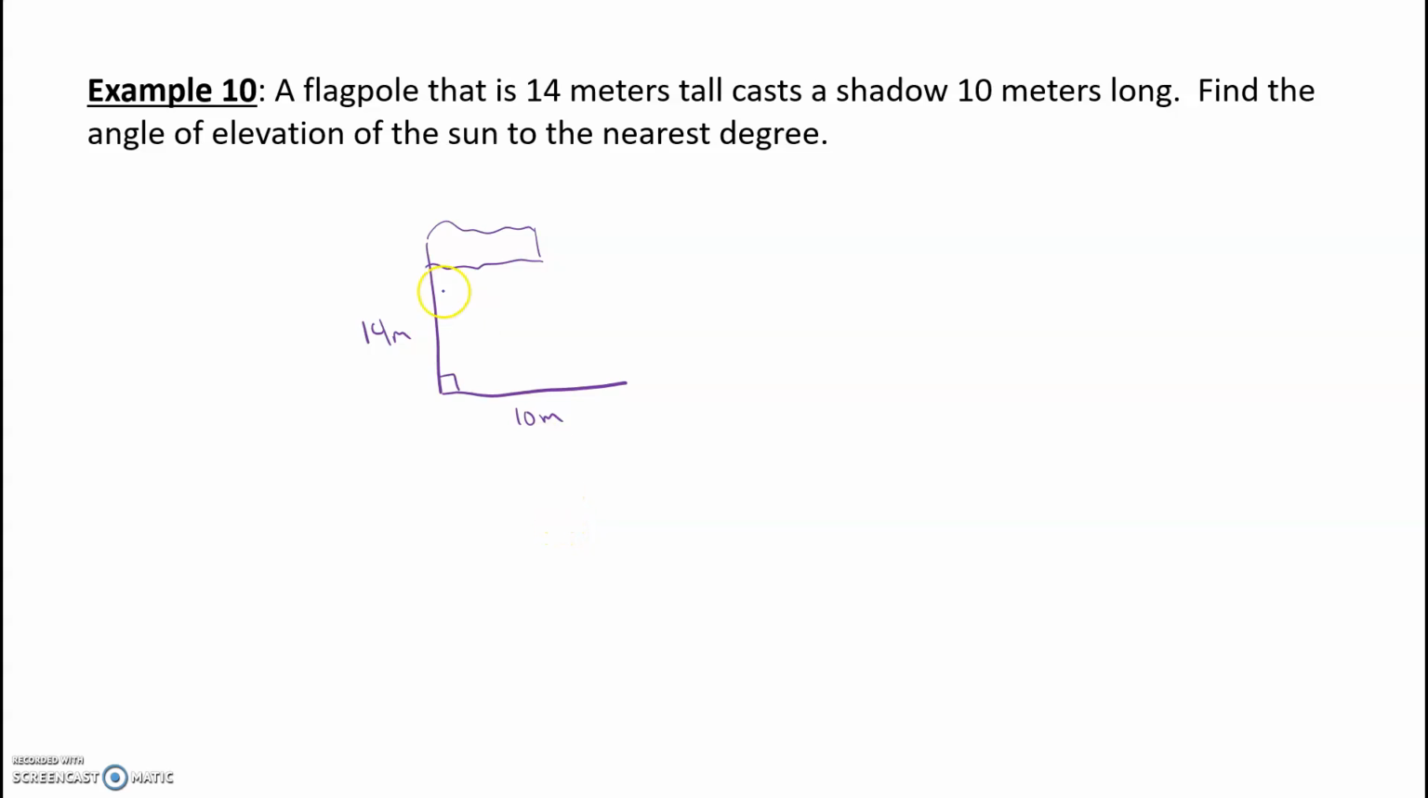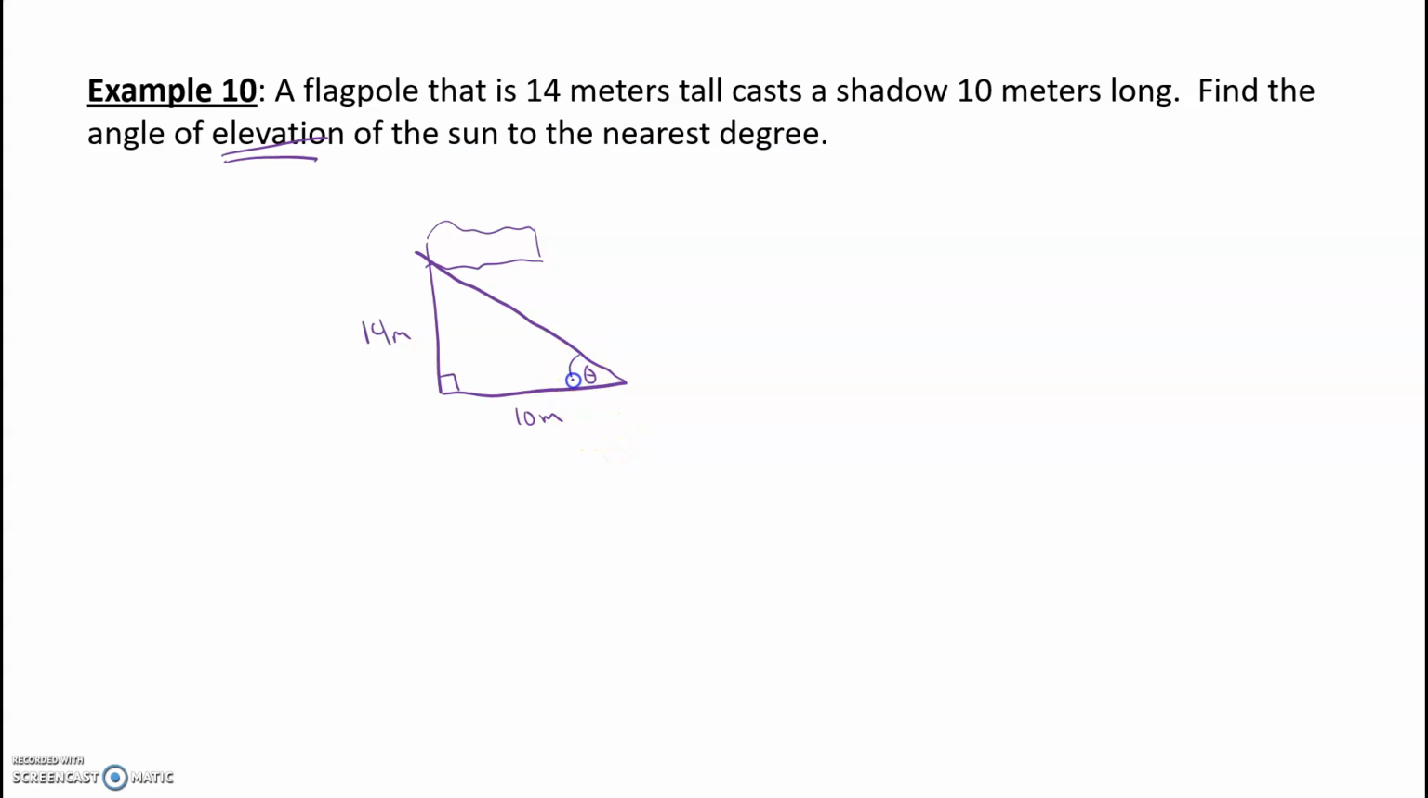Find the angle of elevation. So elevation is always looking up. So looking up to the sun. There's your angle of elevation. We're going to call it theta. Angle of depression would be looking down. So if you're like in a helicopter looking down at the sharks in the ocean, you would have an angle of depression looking down. All right, so let's find that angle.